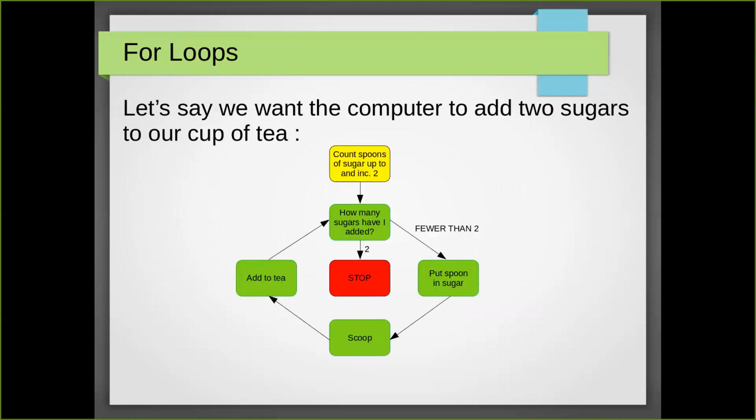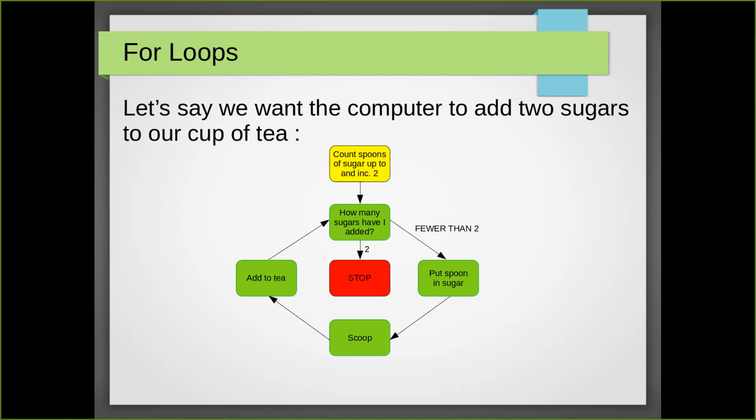Let's say we want the computer to add 2 sugars to our cup of tea. So we would use a for loop here. We'd basically count the spoons of sugar, up to 2. The first thing the computer would do is say, right, how many sugars have I added? Well, the first time around this loop, it hasn't added any. So if it's fewer than 2, it will put the spoon into the sugar, scoop, add to the tea, and then ask the question again, how many sugars have I added now?